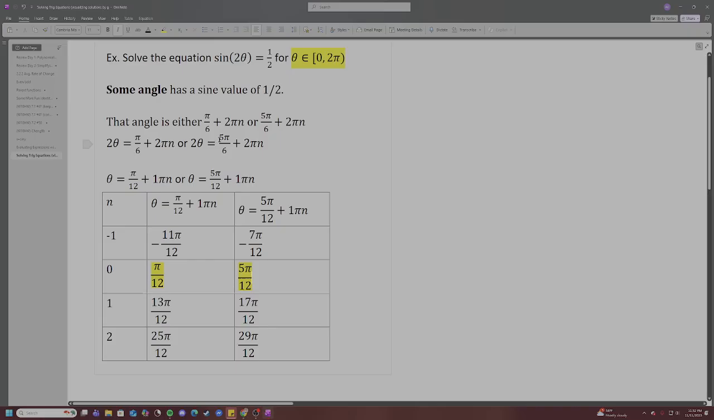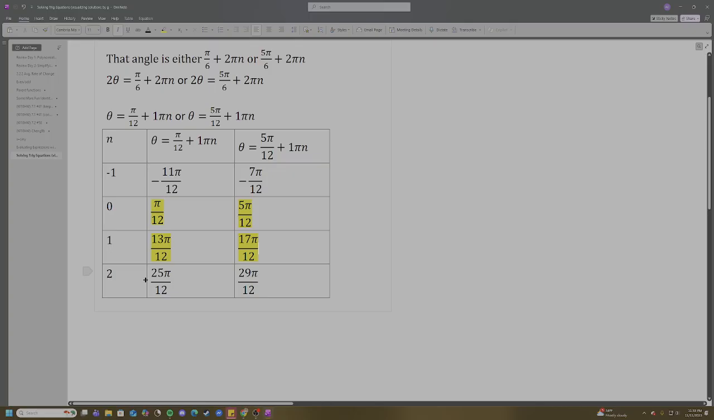But now that we've shrunk everything, divided everything by 2 in this step of the solution, then I will still fit. So 13 pi over 12, 17 pi over 12, both of those are within 0 to 2 pi, and so are also solutions.